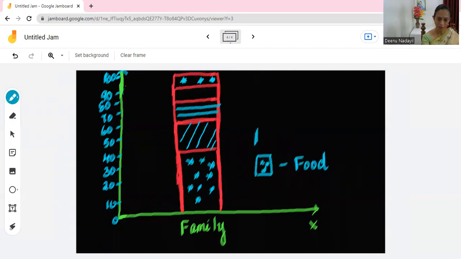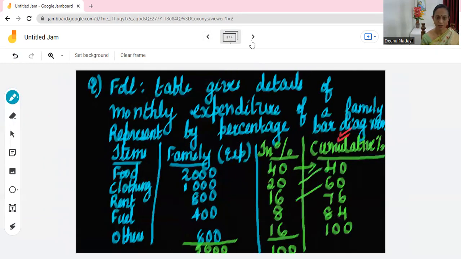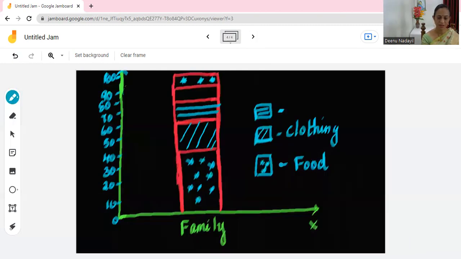Shown in the diagram. So the next is, what is this one? This is food, clothing, right? All this we have to show once. Then this represents what? After food, clothing, this represents fuel, right? So we'll check and write food, clothing, rent, fuel, and others. So this is rent, so we have to show that. And then fuel is this. And then others, this is others. So we have to show that in the index. Don't forget to show that.